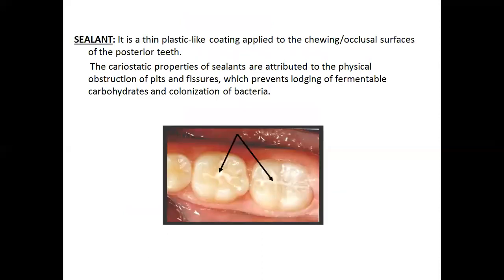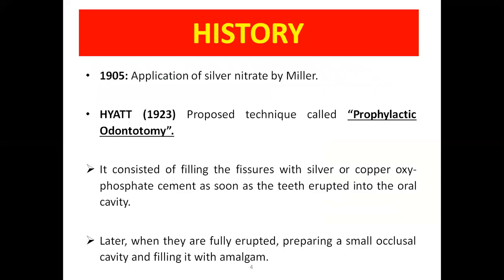Lactobacillus. Then, what are sealants? A sealant is a thin plastic, coating-like material which we apply onto the chewing or occlusal surfaces of the posterior teeth. If we apply these sealants on the tooth surfaces, they act in a cariostatic manner. After applying sealants, they provide an obstruction to the caries-producing bacteria. They act as a barrier which prevents lodging of fermentable carbohydrates and prevents the colonization of bacteria over the pits and fissures.